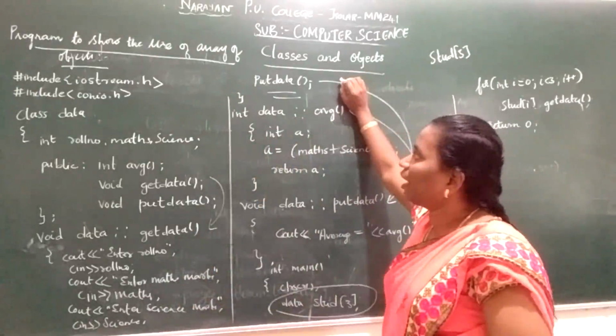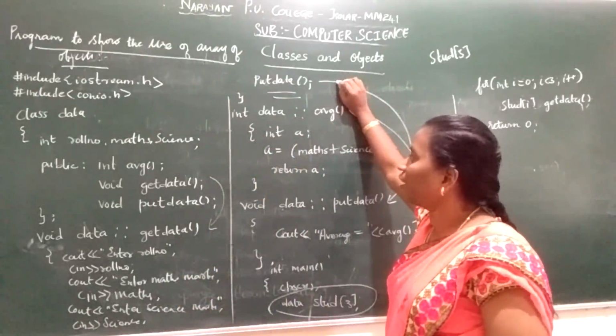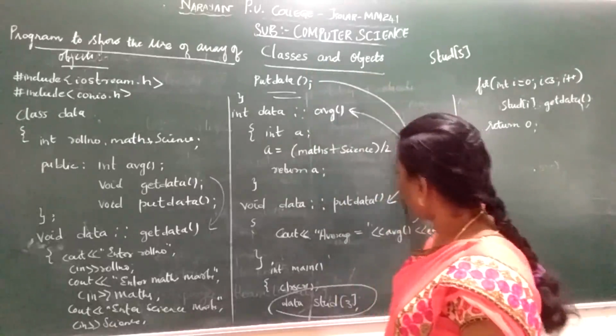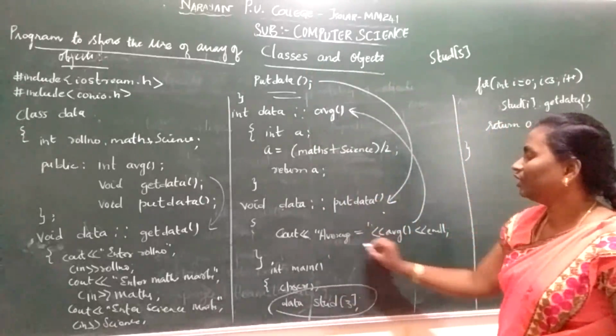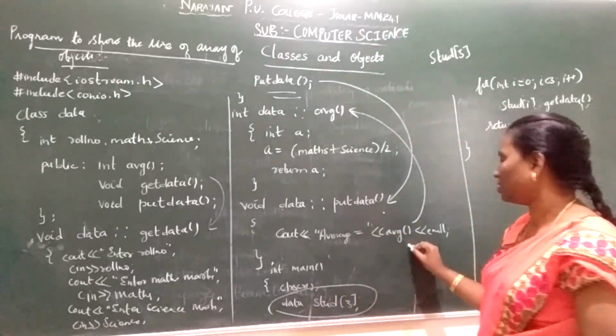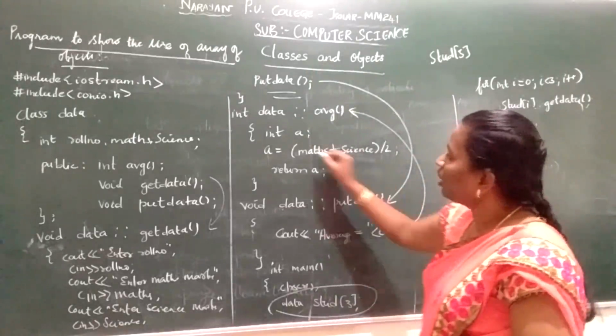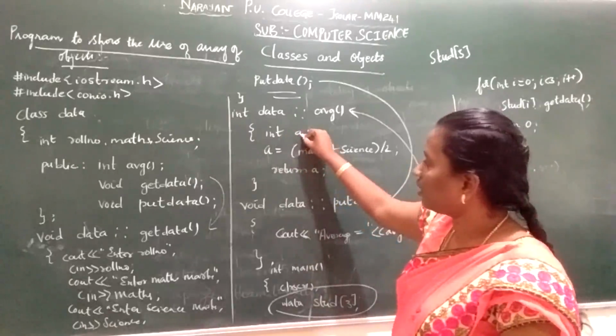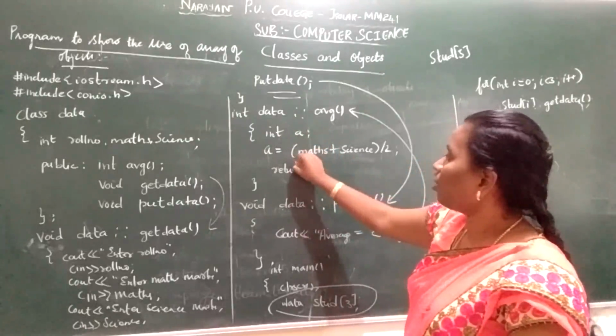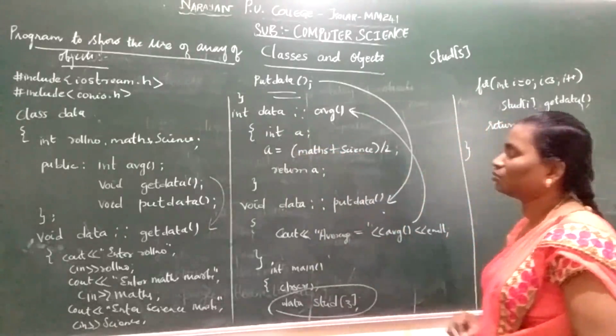So inside getdata I have putdata. Once putdata, where the putdata definition is present in your program, it's present here, what it will do? Average is equal to avg. Now what will your average function do? Average, here I declared an integer a. What does it contain? Math marks plus science marks.